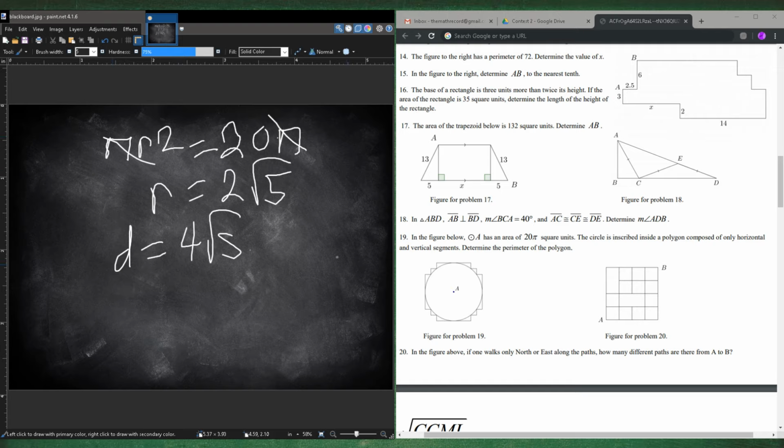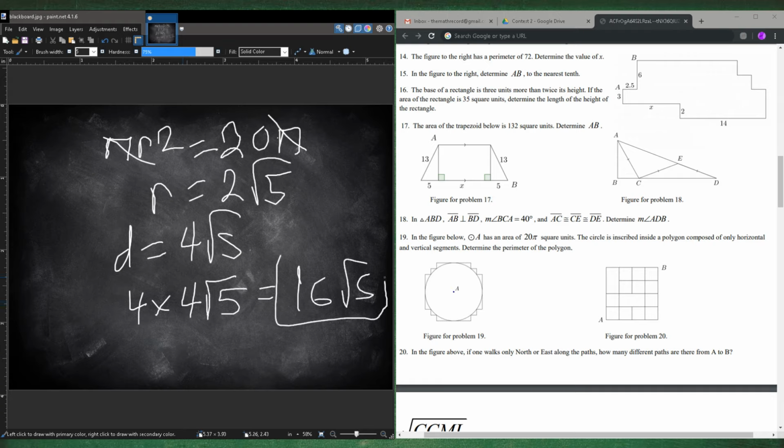Since each side length is equal to each other, the right, left, up, and down, it's just 4 times the diameter, because the side length is equal to the diameter. So 4 times the diameter, 4 times 4 square root 5, is 16 square root 5. The answer is just 16 square root 5.